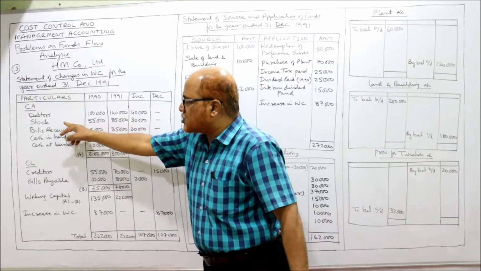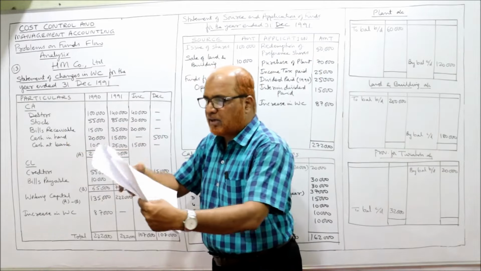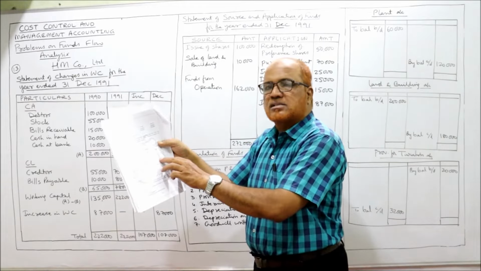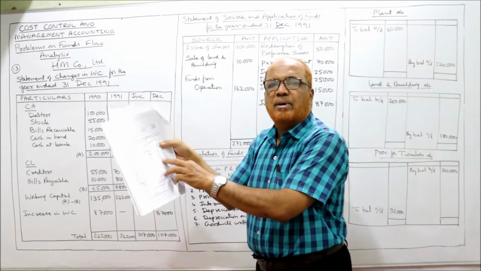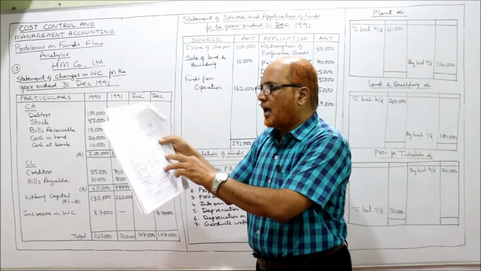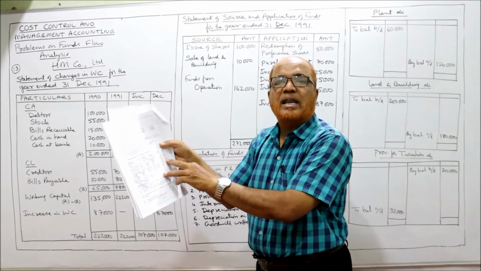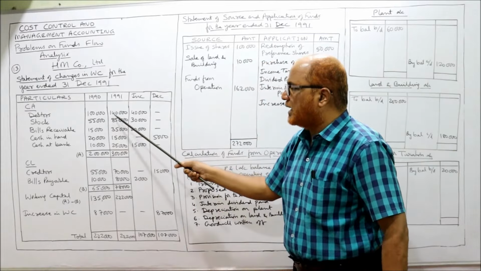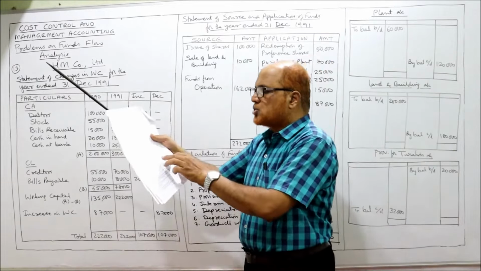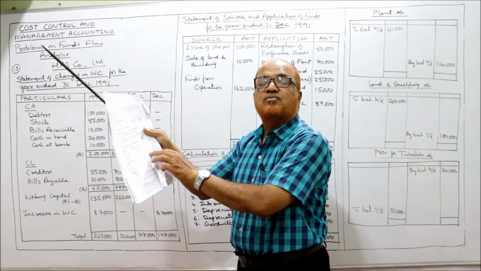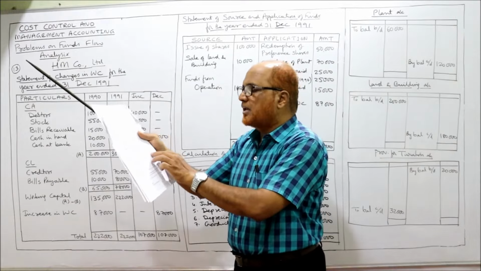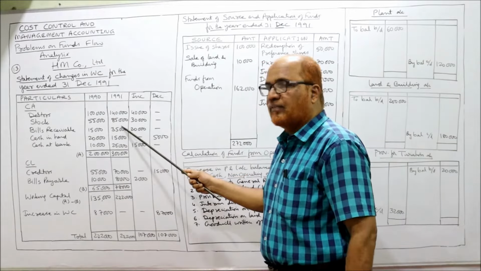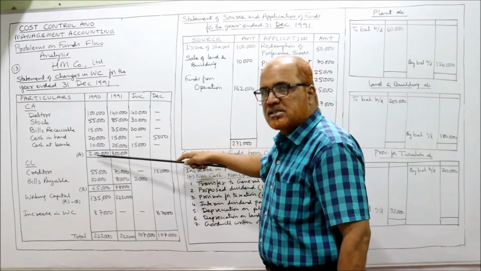So all debtors, stock, bills receivable, cash in hand, cash at bank, whatever is given in the problem, same amount I have taken. Like debtors. Debtors 1.00 means 1 lakh. And 1.40 means 1,40,000. So here you can see I have taken 1 lakh, 1,40,000. Stock, 0.55 means 55,000. Similarly 0.85 means 85,000. So 55,000, 85,000. Like this I have taken all current assets.